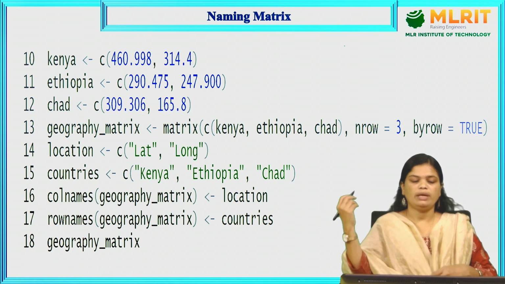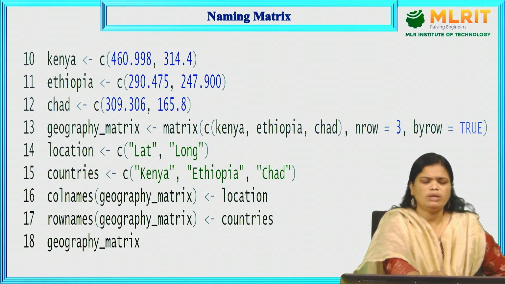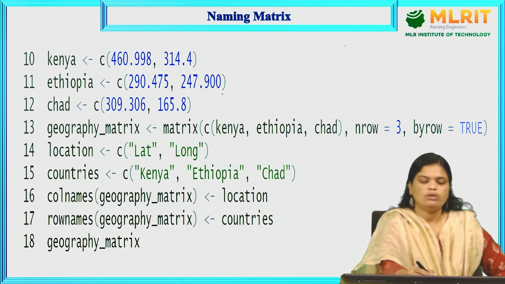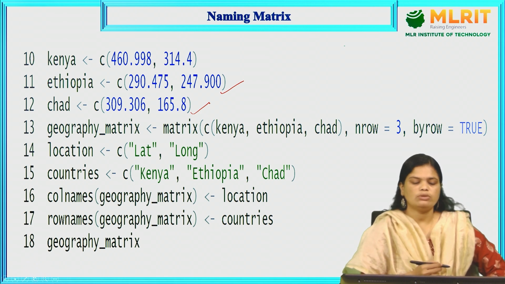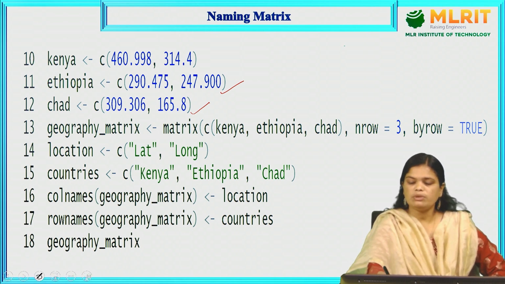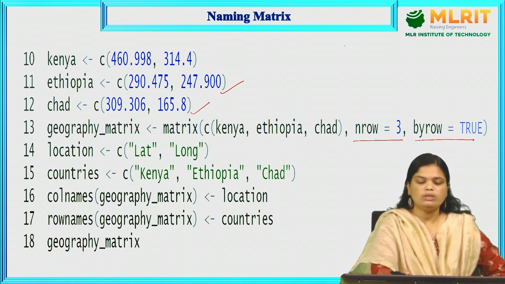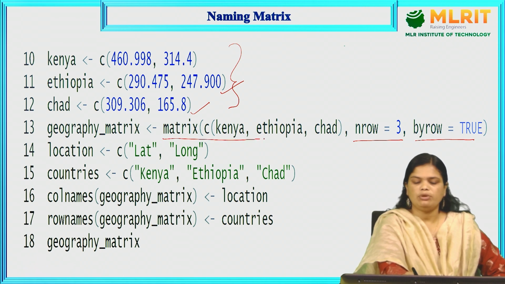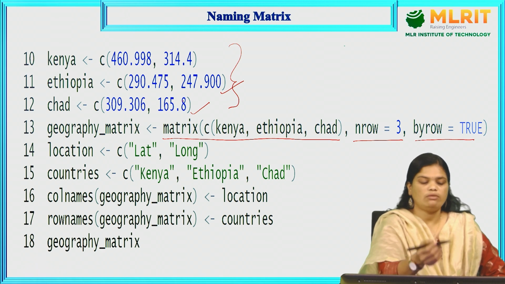And here I am taking an example. In Kenya, I have some numeric values in the Kenya variable, and Ethiopia also I have some numeric values stored. In Chad also I have stored some numeric values. Now look at here, I am specifying nrow equal to 3 and byrow equal to TRUE. Here I am defining a numeric vector, and in the matrix I am using the vectors: Kenya I have some values, Ethiopia I have some values, and Chad I have some values.